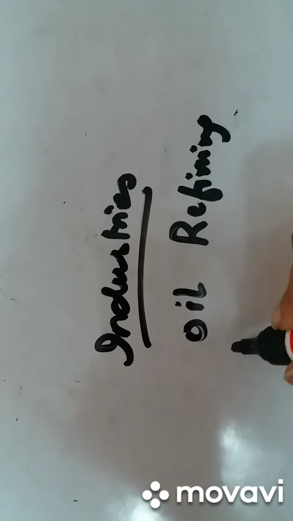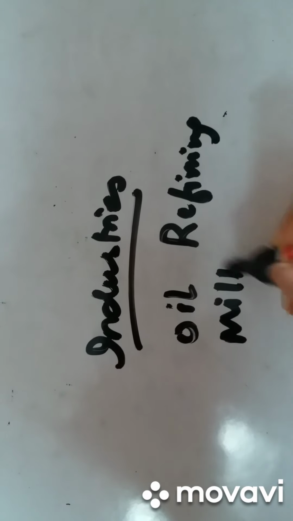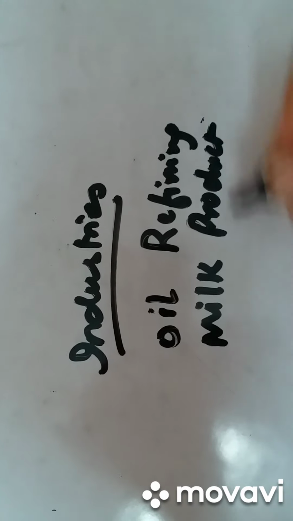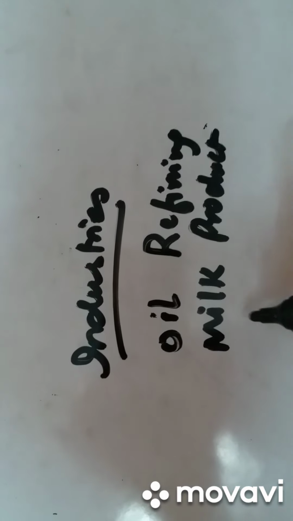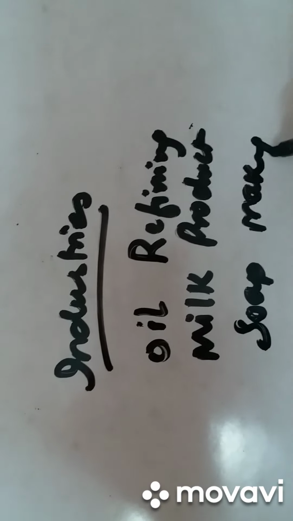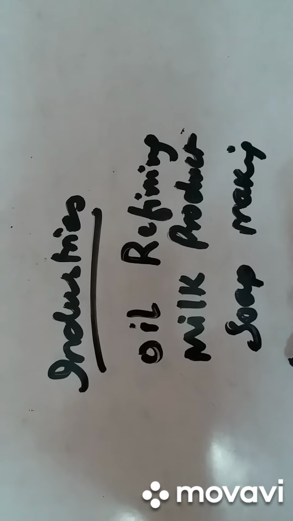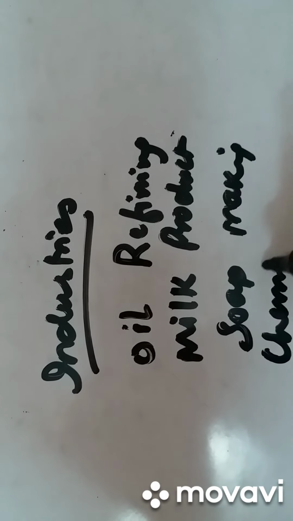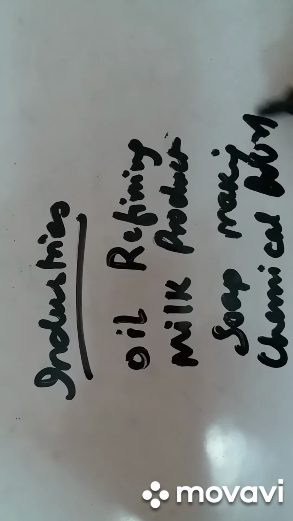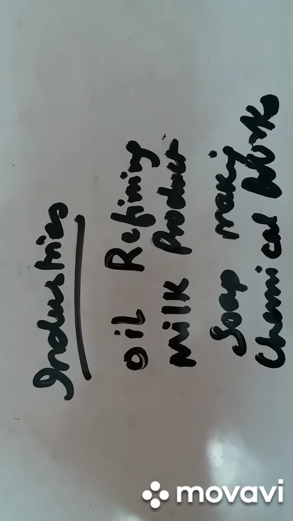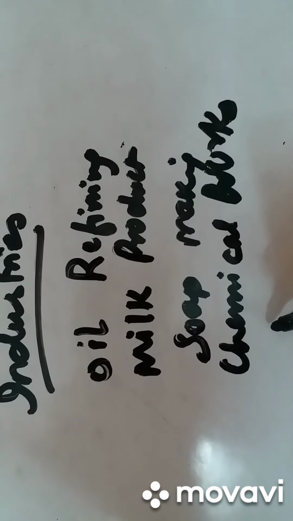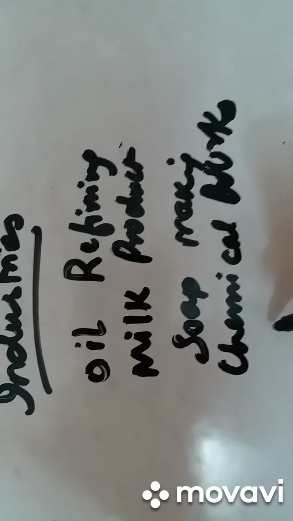Another, it can be producing of milk products. For example, Verka or Amul, they are using this process costing. Then the soap making industries, then even all the chemical works industries, they are using process costing. So chemical works, then even all the food product and processing industries, they are using this.